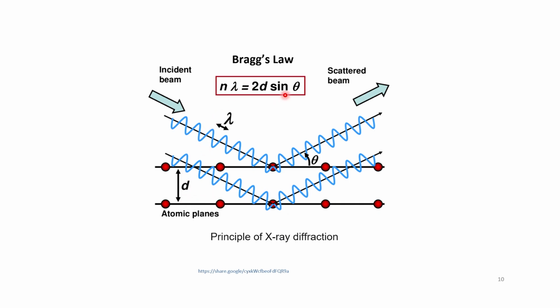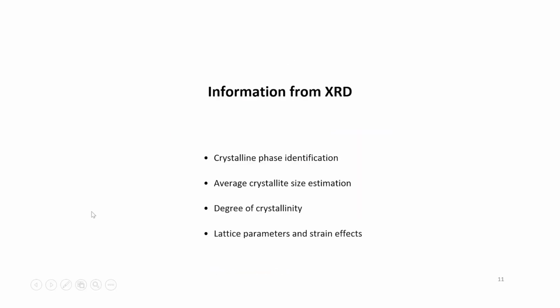So that is how you calculate, and that is the principle of X-ray diffraction. The principle is entirely governed by Bragg's law. That is a scattered beam when X-ray is diffracted like this. So that is theta, that is the distance between the atomic planes, and the principle of X-ray diffraction depends on Bragg's law.